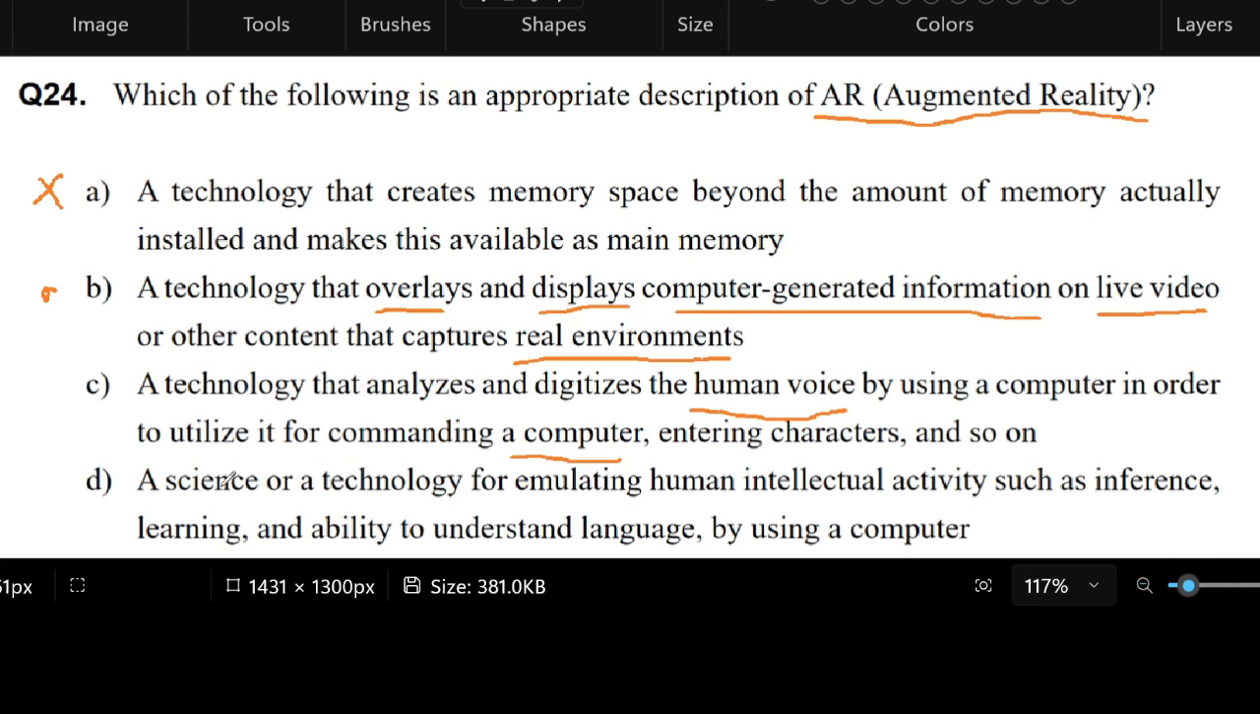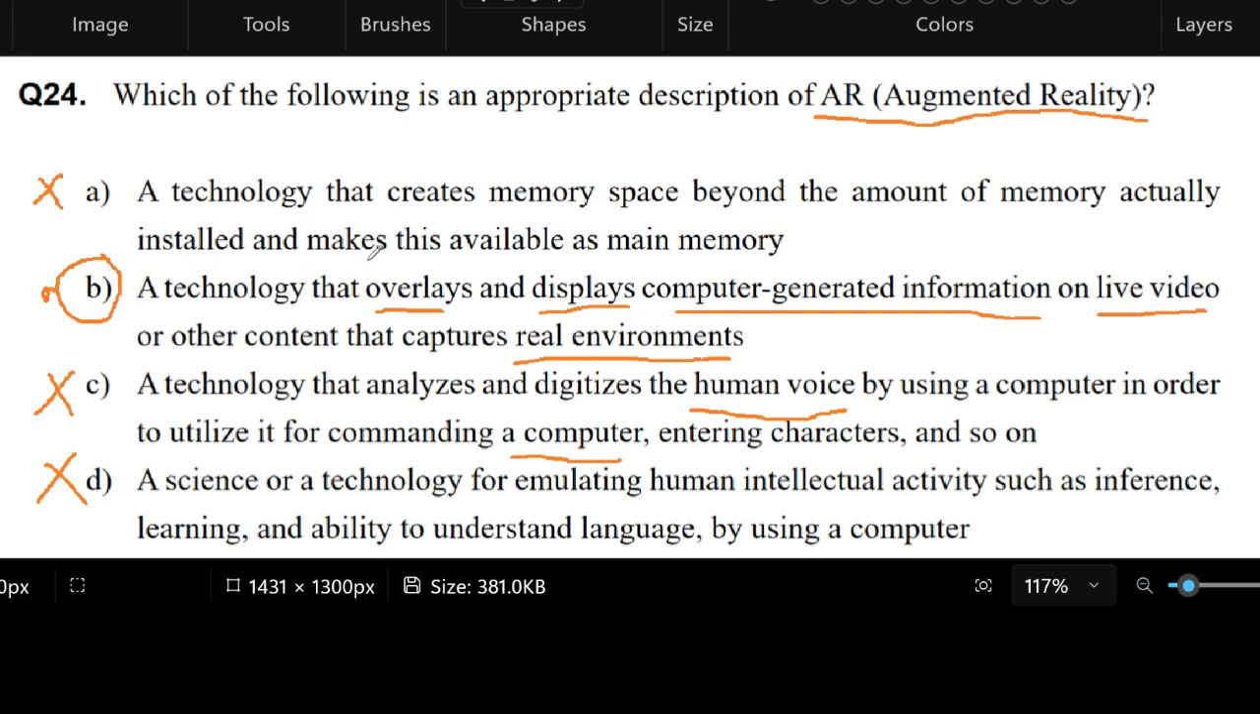We do have letter D, a science or technology for emulating human intellectual activity such as inference, learning, and ability to understand language by using a computer. I think this is also not the correct answer because it seems like it's related to machine learning, machines learning how to think for themselves, and it's not really augmented reality. So we put an X mark here and also here. Okay, so let's see. So we got letter B as the correct answer.